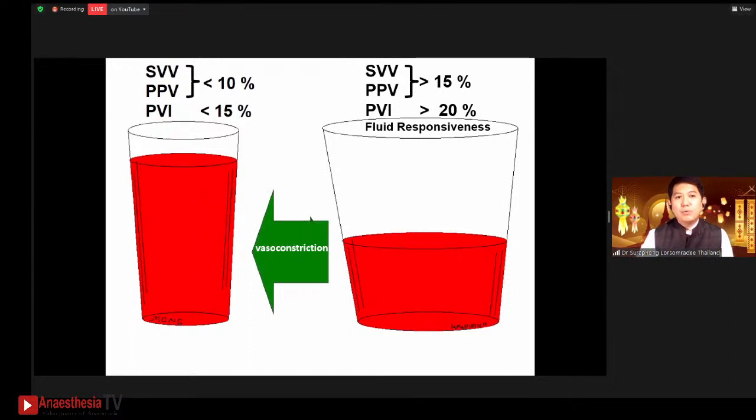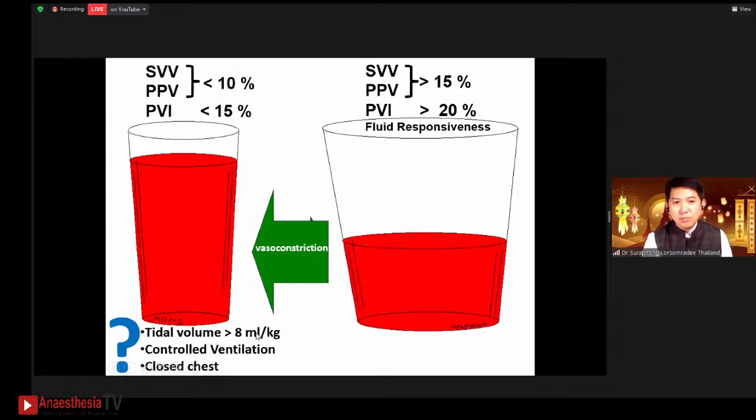And every time we have a number like this, a low number, fluid non-responsiveness, I have to ask myself all the time: is the tidal volume at least 8 milliliters per kilogram or not? Is it during controlled ventilation or not? Or is it during closed chest or not? Because if the number is low during open chest, we cannot interpret that. But if the number is high during the open chest, it's called fluid responsiveness for sure.